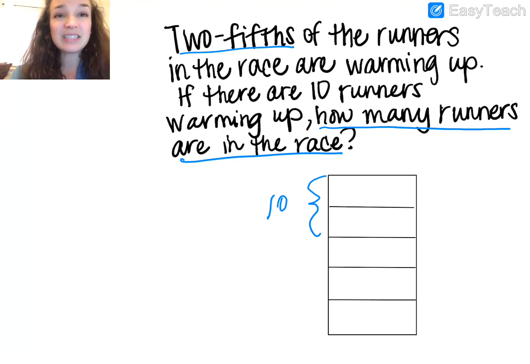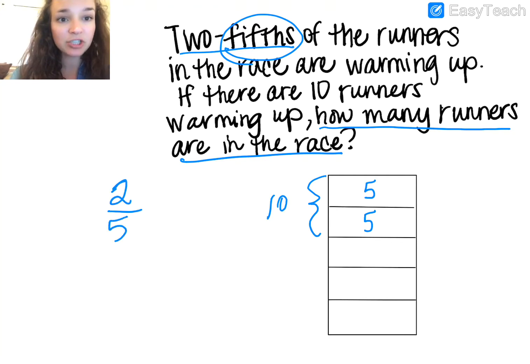So if 2 of these equal pieces represents 10, then that means that each of them has to represent 5 runners, okay? You guys see how I did that? And again, I knew to break this down into 5 equal pieces because it says 2/5. Remember, anytime we've got a fraction, the denominator tells us the whole. So that is how I knew to break it down into 5 equal pieces.